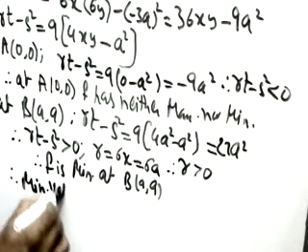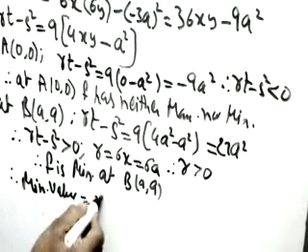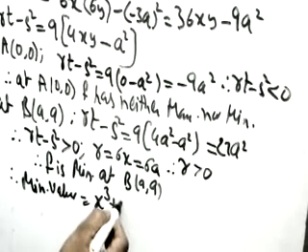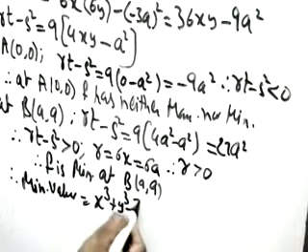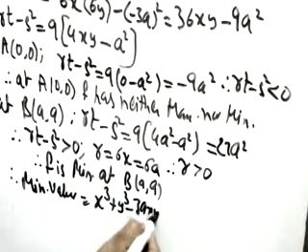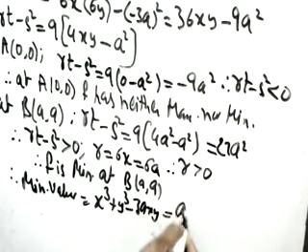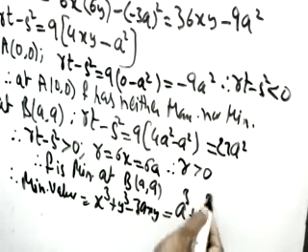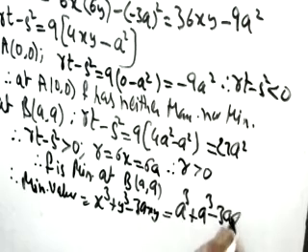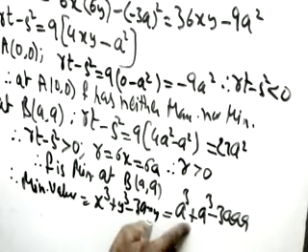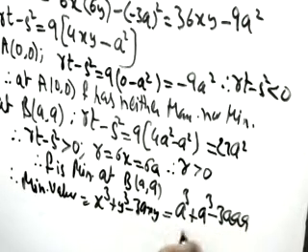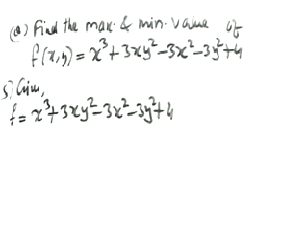Last step: minimum value equals what is the function we are having? x cube plus y cube minus 3axy. Now, if we substitute, what will happen? a cube, x is a, y is also a, minus 3a times a times a, this is 3a cube. 2a cube minus 3a cube will be minus a cube. So this is the minimum value of the function.